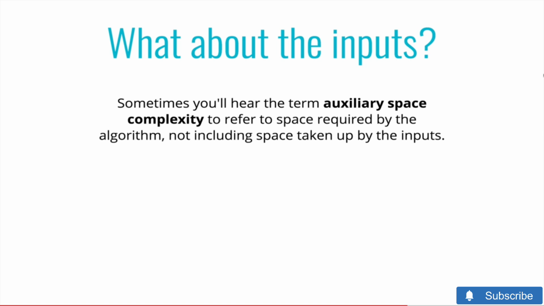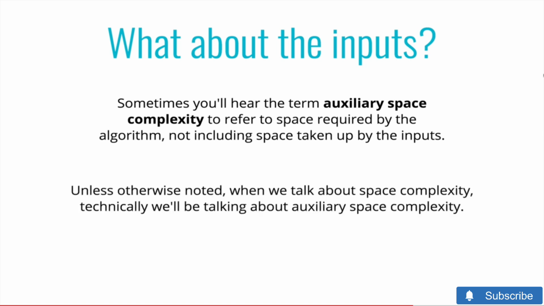We're going to say that as n grows, we assume that the input is going to grow. So let's not care about that space. Let's care about what repercussions that has inside the algorithm. So unless otherwise noted, when we talk about space complexity, technically we're talking about auxiliary space complexity. Hopefully that's not too scary, but basically it just means we're focusing on what happens inside the algorithm.